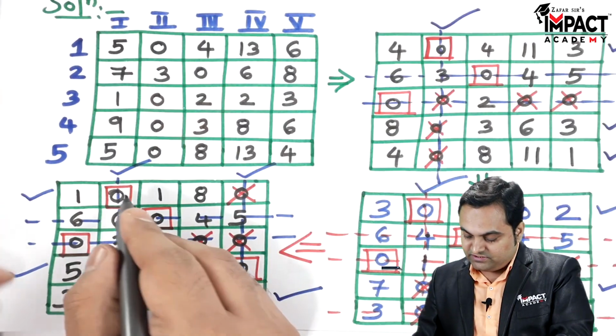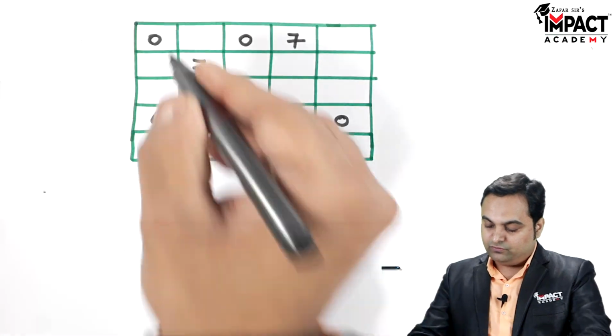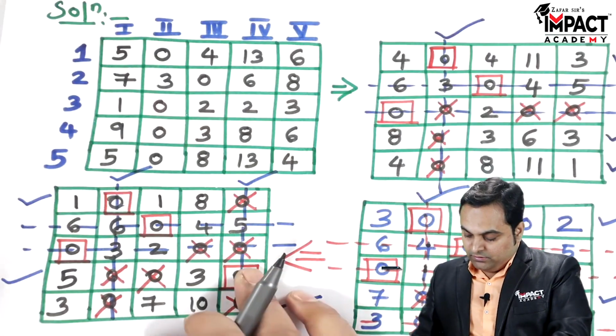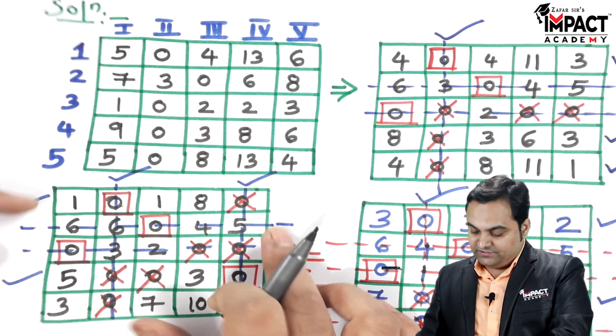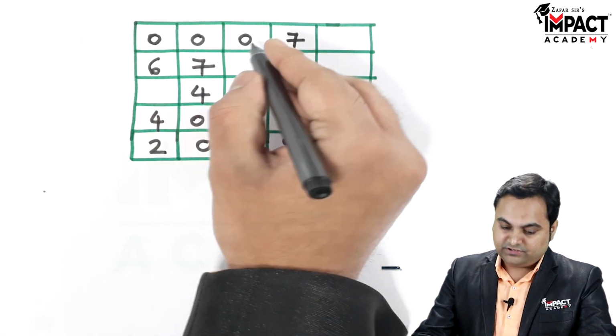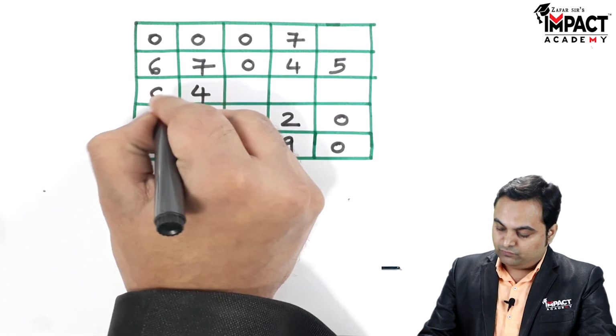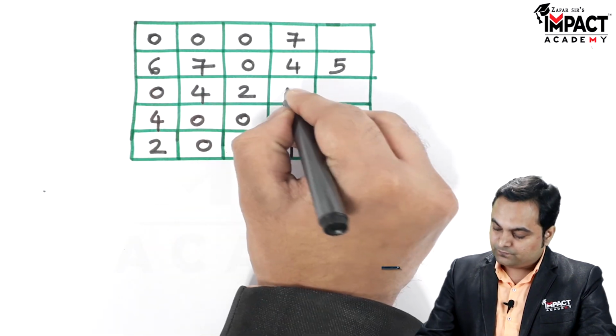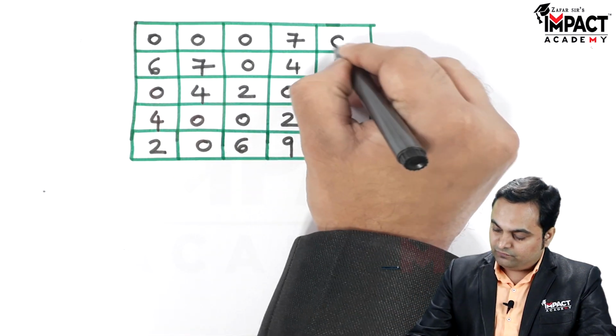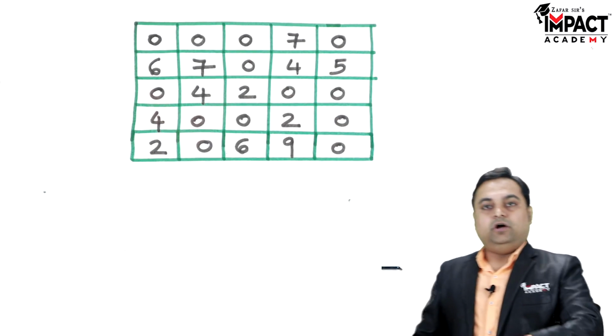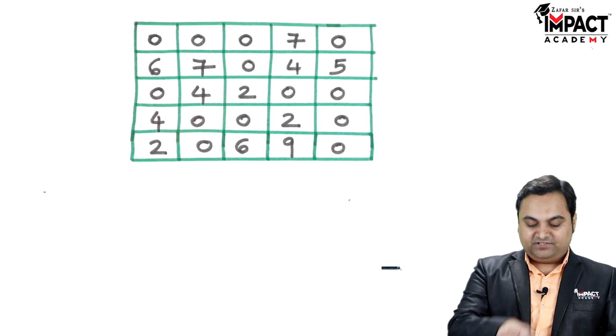Then this same column would be written as it is, so 0. The row would remain as it is. So 6, 0, 4 and 5. The next row would also be repeated, and the last column would be repeated. Now start making the fresh assignments again.